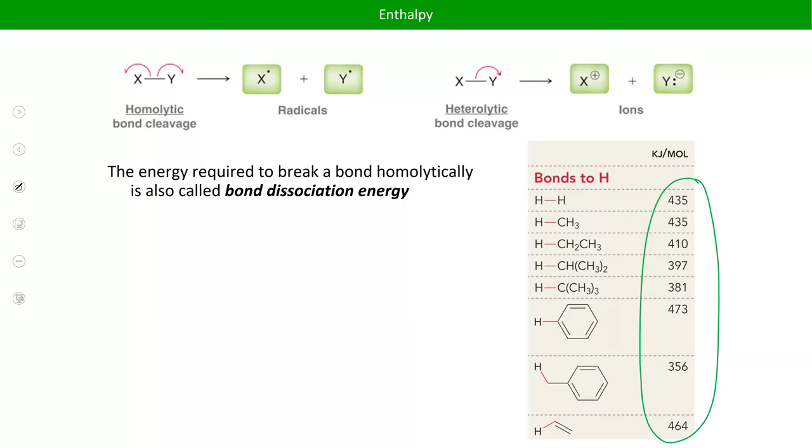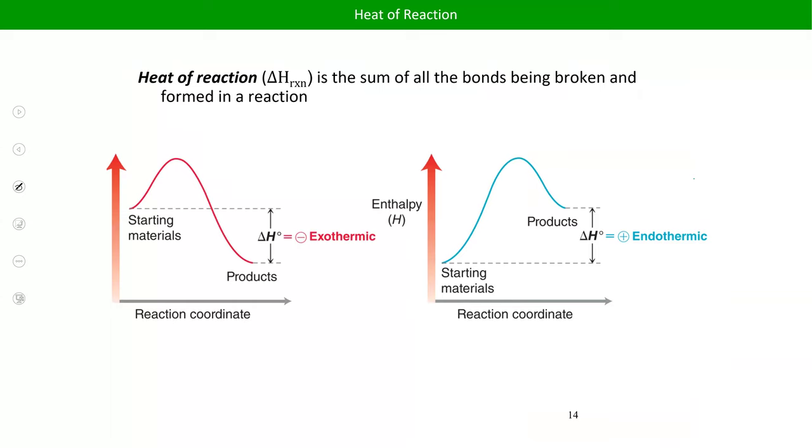And so what we actually look at for the most part in terms of bond dissociation energy, I just got done telling you, we almost never see this actually happen. Most of the bonds that we'll actually see break are heterolytic. But we can still estimate the change in enthalpy for a reaction by looking at what bonds are breaking and what bonds are forming. And that's how we get the enthalpy of reaction, or the heat of reaction.